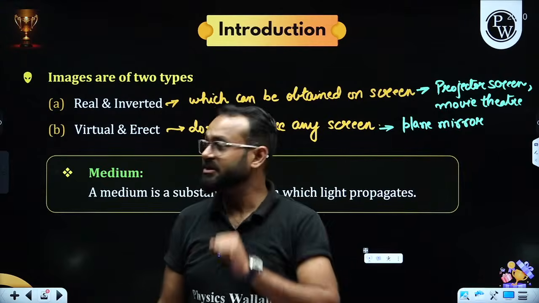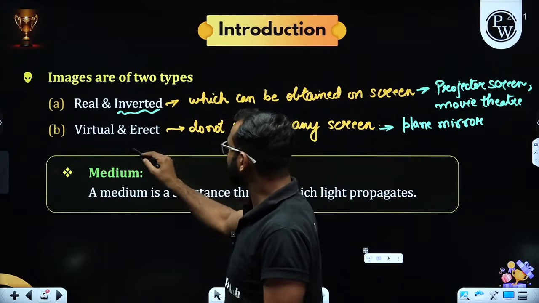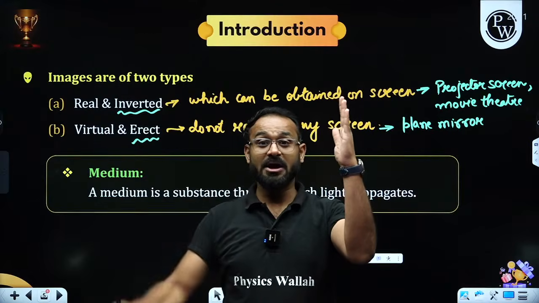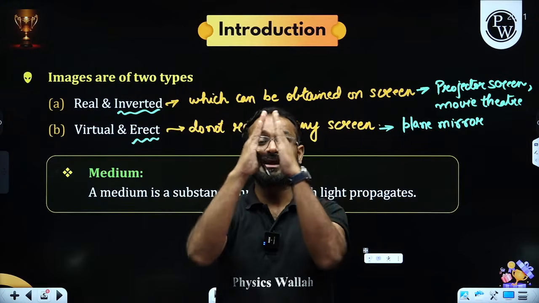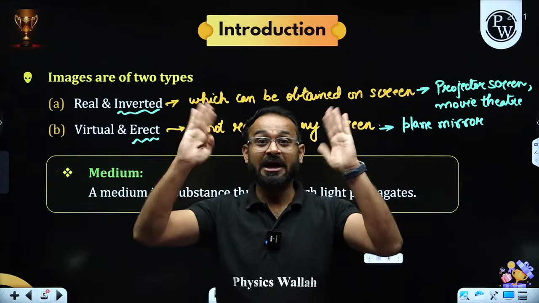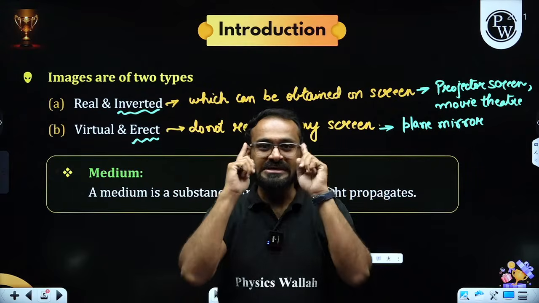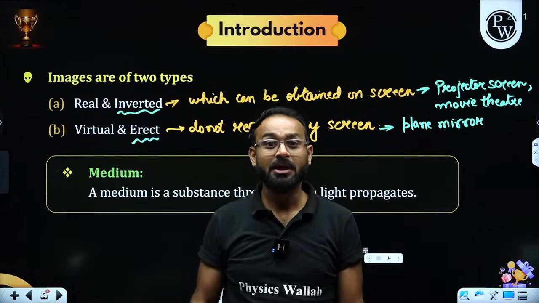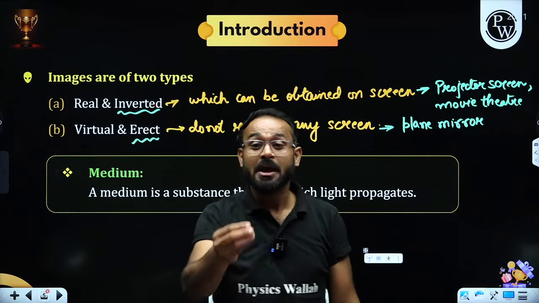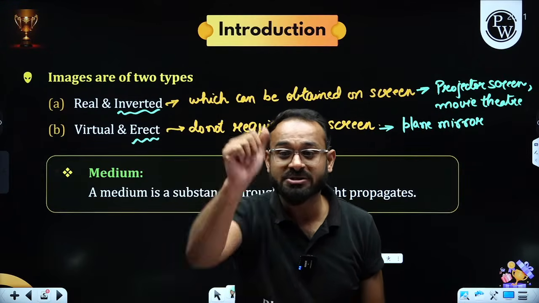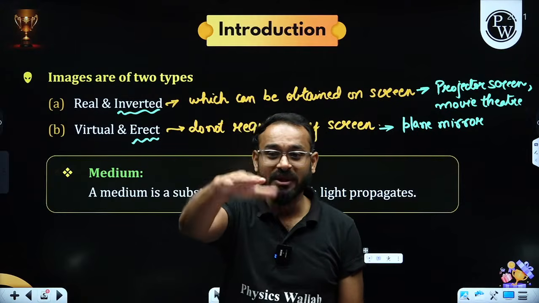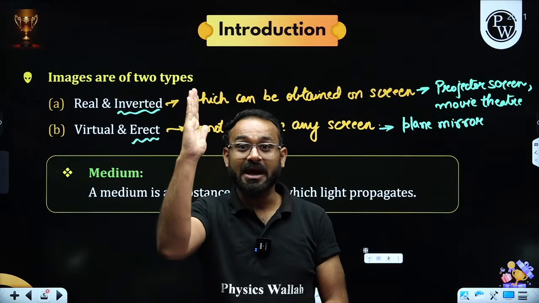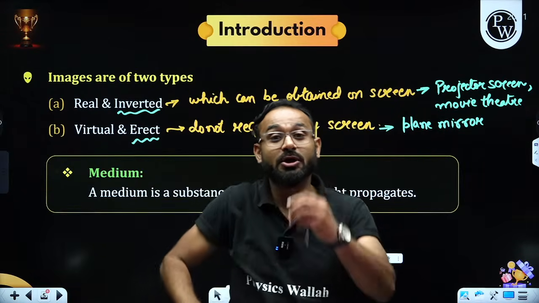Clear? Now the thing is, sir, what does inverted mean? Sir, what does erect mean? If you are standing like that and the image is like that, that is an erect image. Upside up, the head will be up only. If you are standing in front of the plane mirror, the head is at the top, and in the image the head will be at the top only. But in the inverted image, it is going to be opposite. That means if the object is like that, the image will be exactly opposite, inverted.